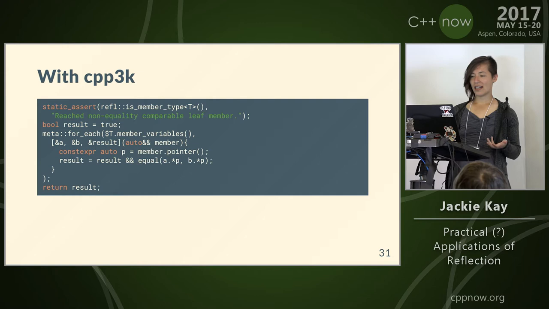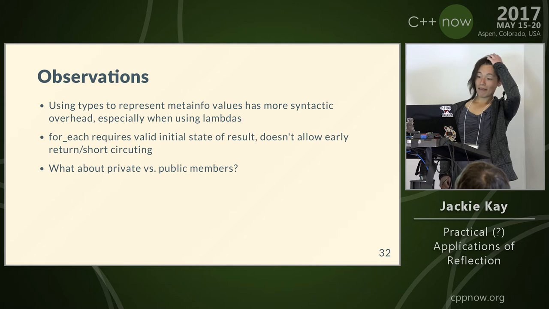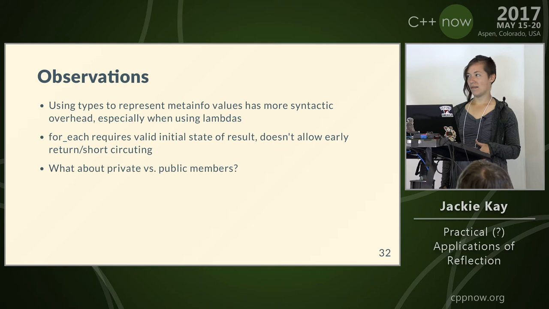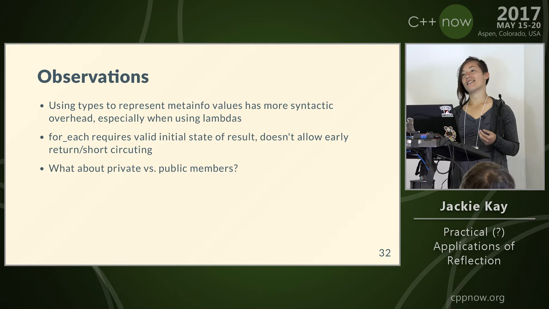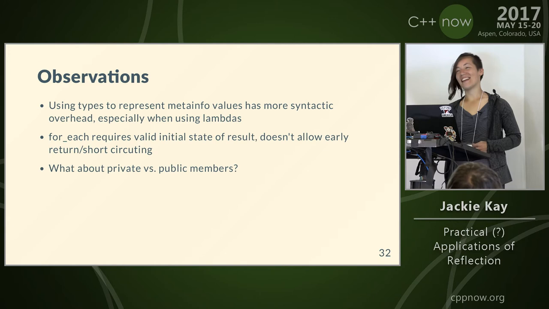Okay, sure. What I really don't like about this example is that the for each is potentially very inefficient. And also maybe hard to use, logically difficult, because it requires an initial valid state, or basically an identity for our operation. Luckily, with equality, we have that, because the identity for and is one, or true. But another problematic thing is the for each construct doesn't allow us to early return, or short circuit, which we can, yes? Technically, you can do it by throwing an exception. Haha. Thank you. Great point.